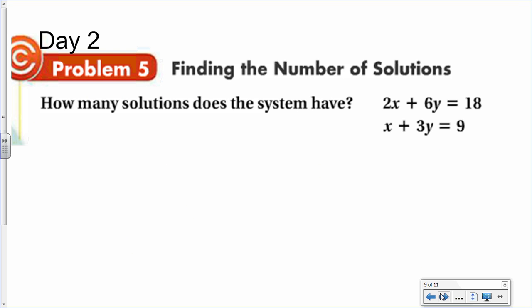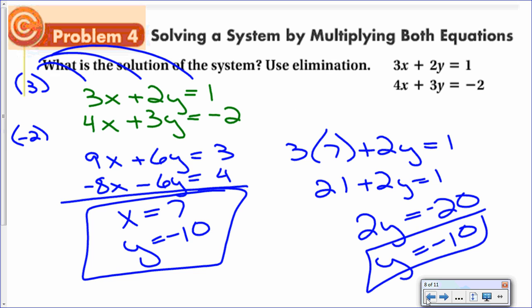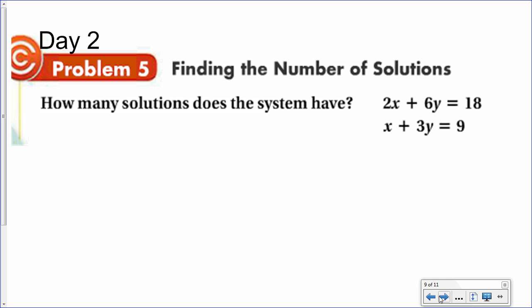Okay, so this would be on day 2. The main thing on this one is that we talked about these having one solution, like on this previous problem. This is one solution. Even though you get x equals and y equals, remember, that's just a point where the two lines cross. We also talked about many solutions and no solution. No solution if the lines are parallel. Many solutions if the lines lie on top of one another.